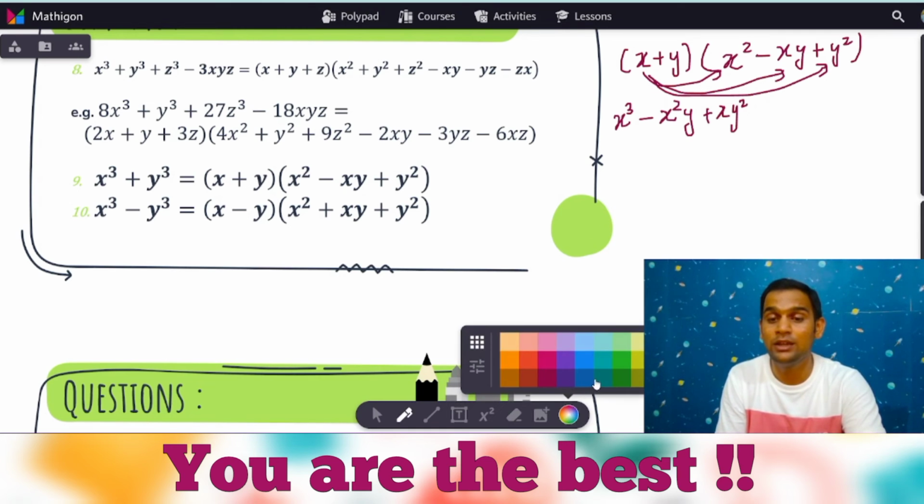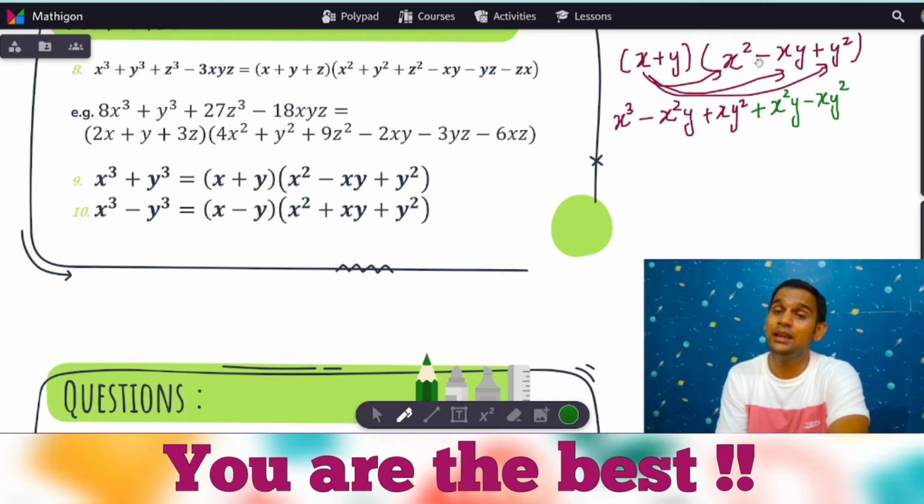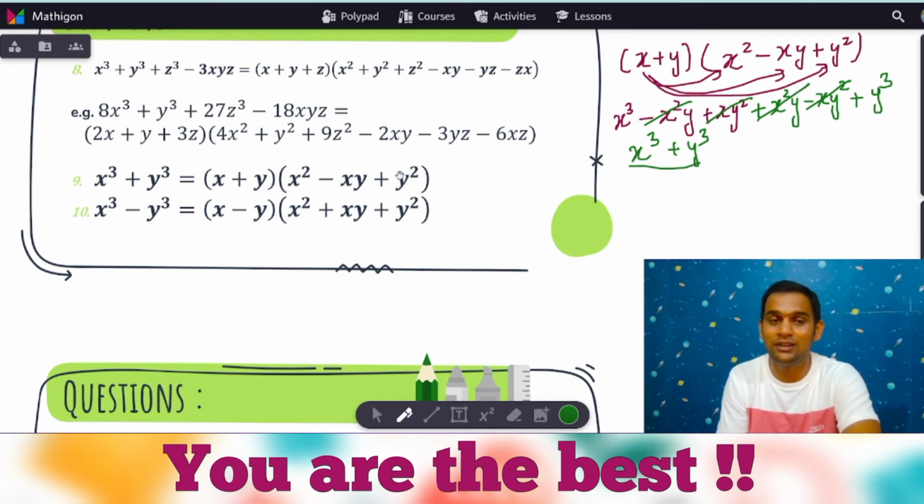Now I'm multiplying y to all the other terms. So plus x square y, and then it gets us minus xy squared, and then plus y times plus y square will give you plus y cubed. Now, as you can see, x square y is in minus and over here it's plus, so they get cancelled out. xy square is in plus here and in negative there, so they get cancelled out. We only are left with x cubed plus y cubed, and that's the expanded form. That is what the identity also says. Similarly, you can verify x cubed minus y cubed as well.